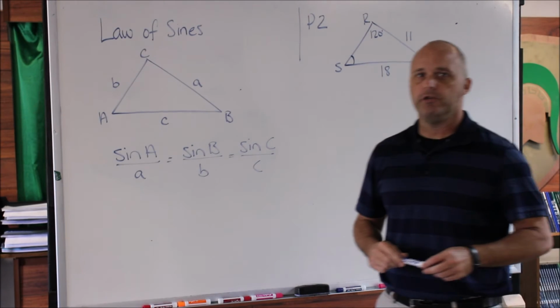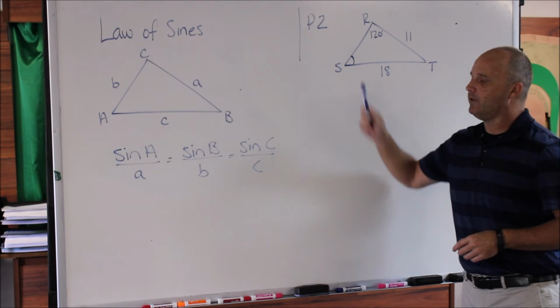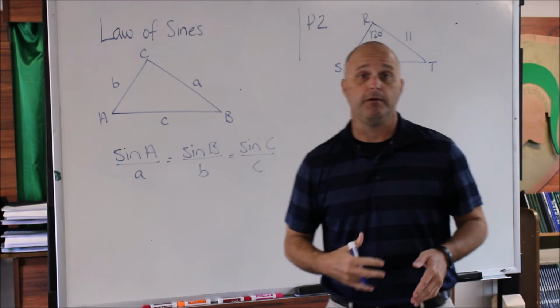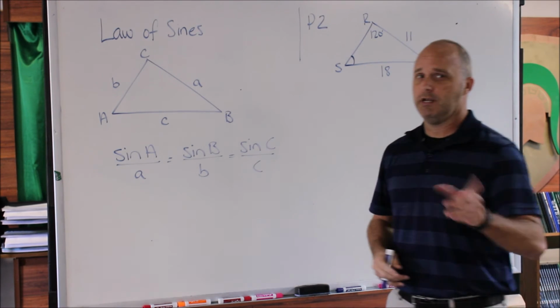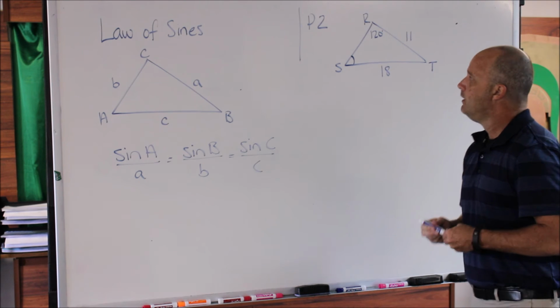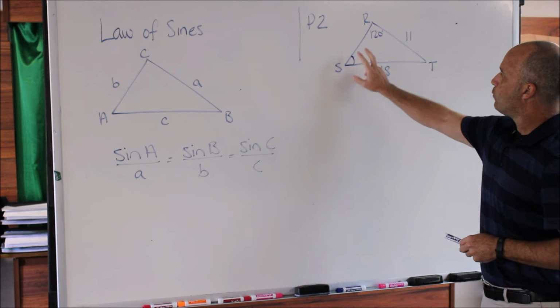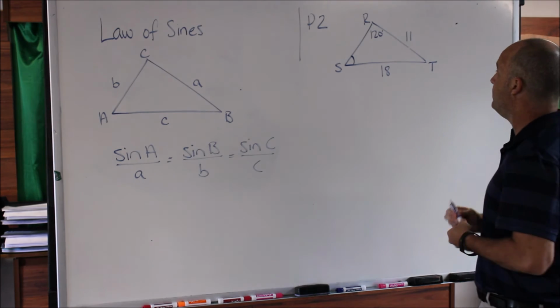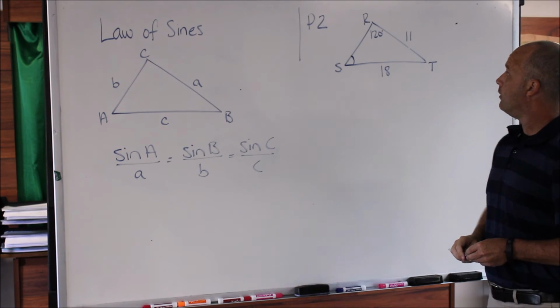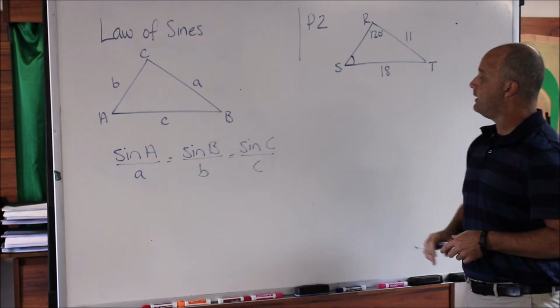In problem number 2, we're going to use the law of sines to find an angle measure. So this means that we're going to need to use the inverse sine in order to be able to solve this. So keep that in mind as we go through this problem. So we're looking for this particular angle, and we're given the side across from it is 11. Then we're given that angle R is 120 degrees, and the side across from that is 18.